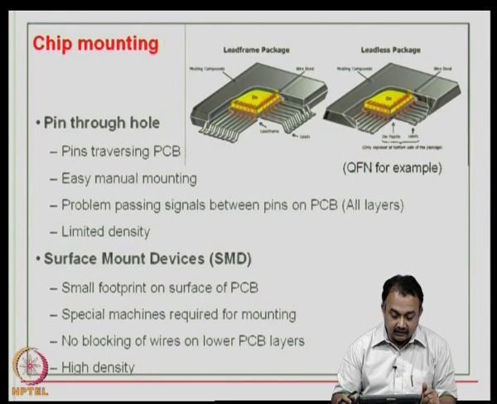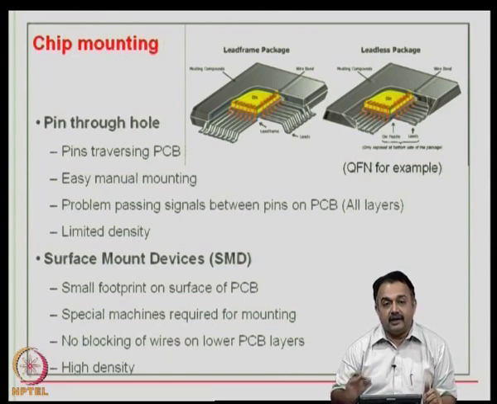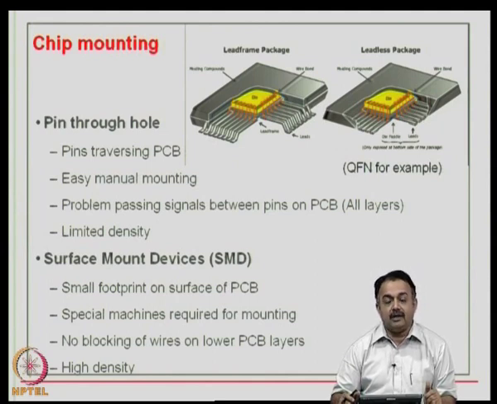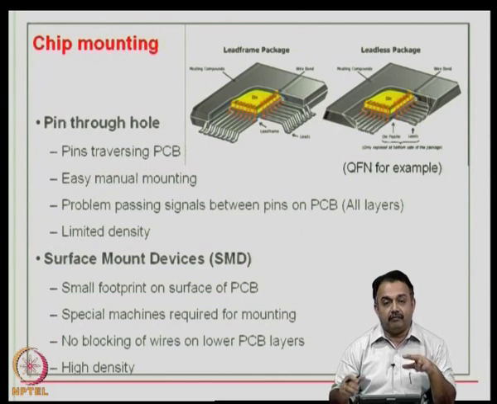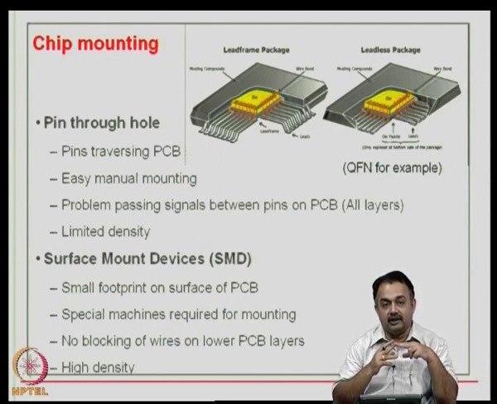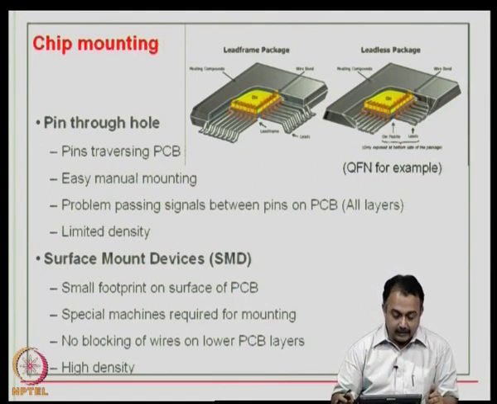Problem passing signals between pins on PCBs. Obviously, when you have pins, you cannot utilize the area on the other side of the printed wiring board. Therefore, you are losing the real estate, you are losing in terms of connection density or the pin density, and it is very difficult to pass a number of lines between two such pins. There is a restriction on the number of routing pins. Therefore, the density is reduced.